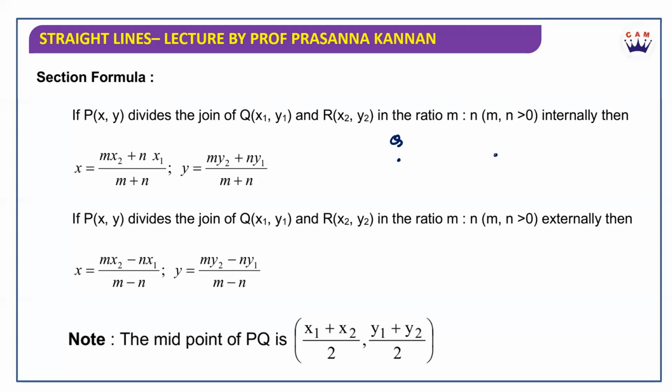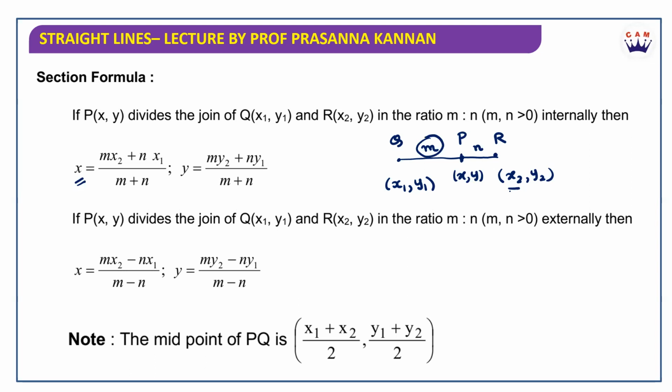Okay. So again, we need not go in great detail into it. We can take it as it is. So let's say we have 2 points Q and R. One of the points is x1, y1, and the other point is x2, y2. This is the line joining Q and R. Let's say P is a point whose coordinates are x, y. And let's say this point P divides the line joining Q and R internally. Internally means this point P is in between Q and R in the ratio m:n.